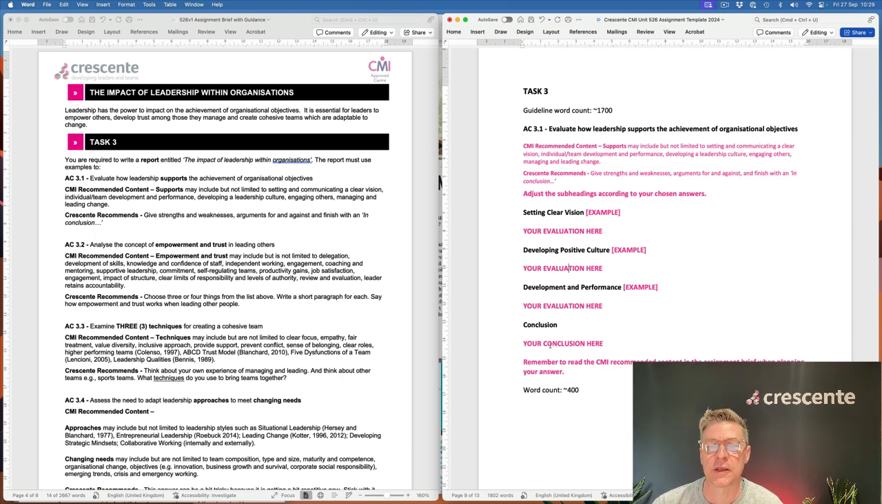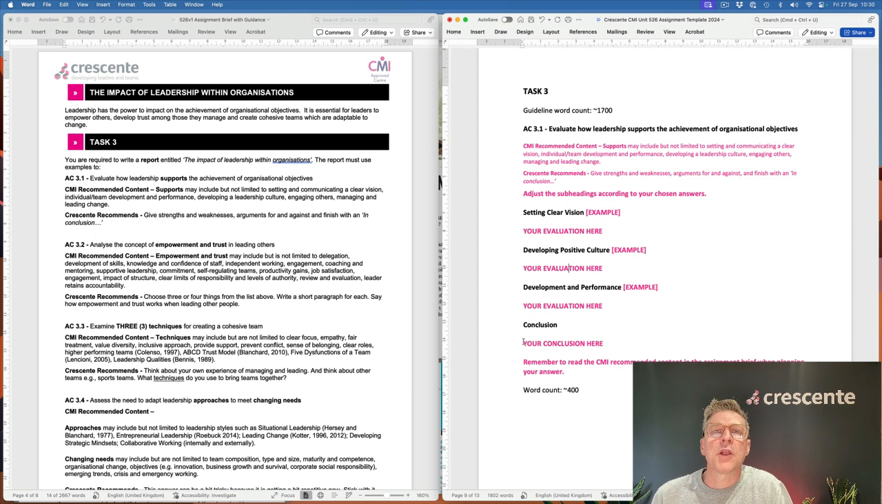Remember as well, it's an evaluate question. If you've got this far through your assignment, you'll know this now. With evaluate questions, you need to draw a conclusion at the end. So you're doing some judging. We're saying what the pros and cons are, and we need to give a conclusion of the overall answer. So we need to say that leadership does support organisational objectives, but there are going to be some limitations to that as well, and we need to bear those in mind when we use those techniques.